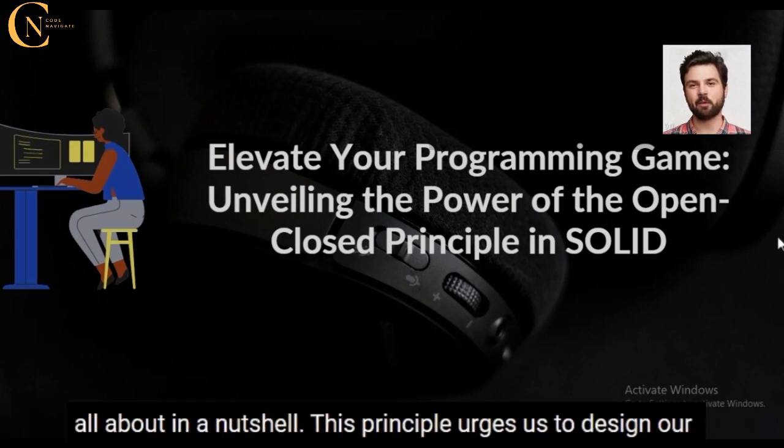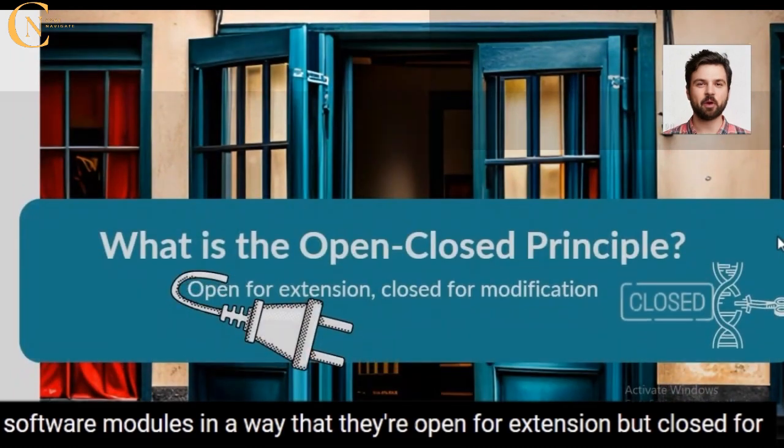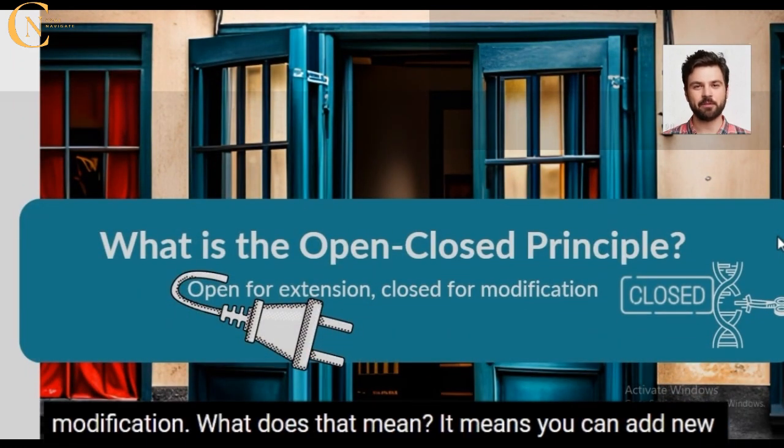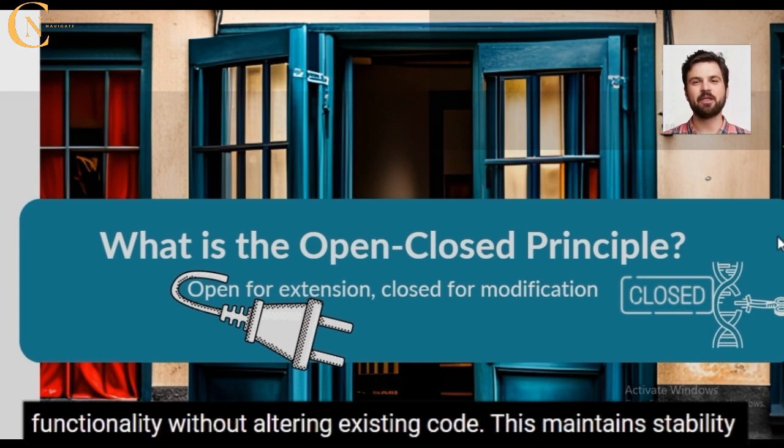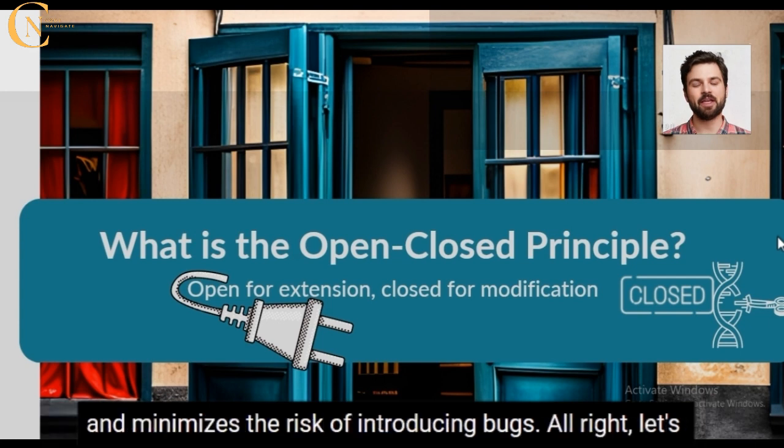In a nutshell, this principle urges us to design our software modules in a way that they're open for extension but closed for modification. What does that mean? It means you can add new functionality without altering existing code. This maintains stability and minimizes the risk of introducing bugs.